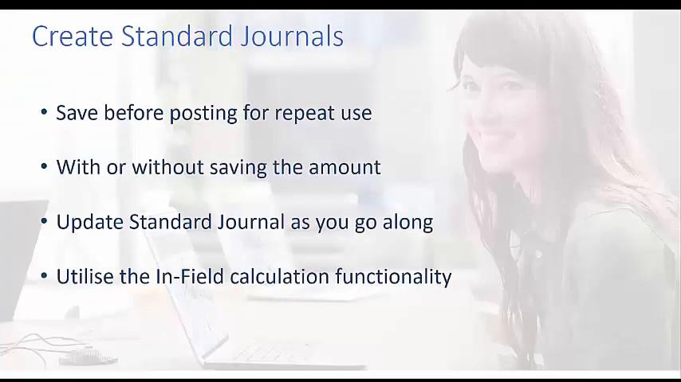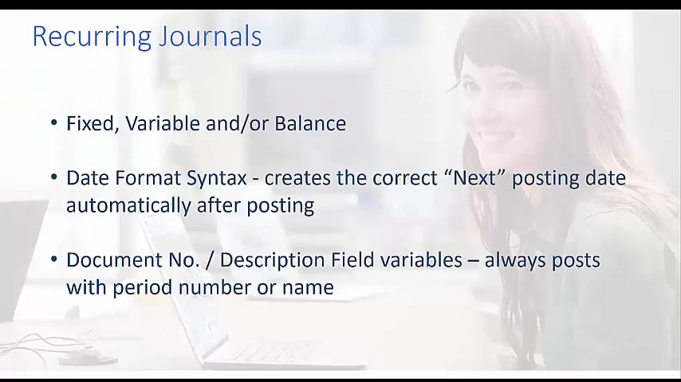Moving on, the other side of our standard journals is those journals that are more of a recurring nature, and indeed we do have recurring journals inside Navision. We can set them up as being fixed, variable or balanced, and we'll have a little look at that in a moment. But what we can also do is we can add a date format so that when our journal lines are posted, it automatically will bring through the correct next period ending date for us, saving the user having to go back into the journal to update those posting dates.